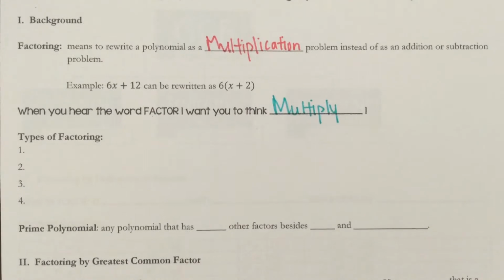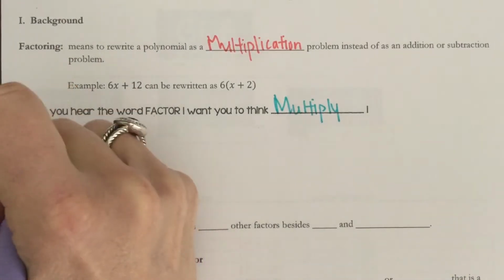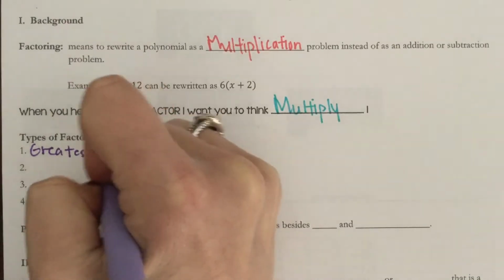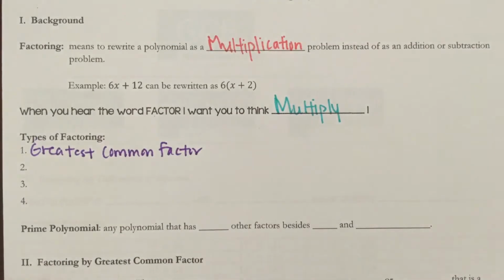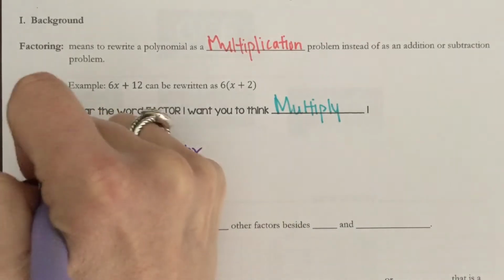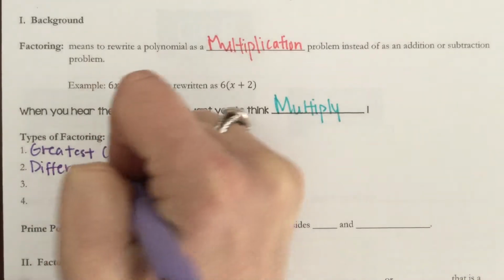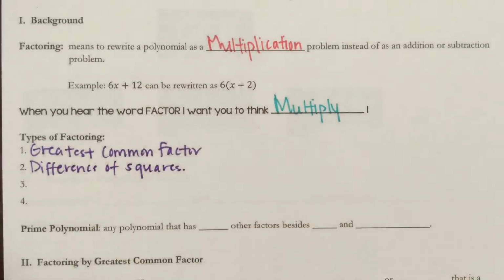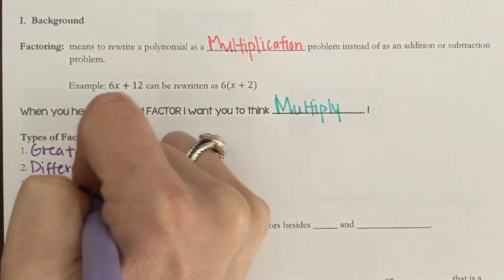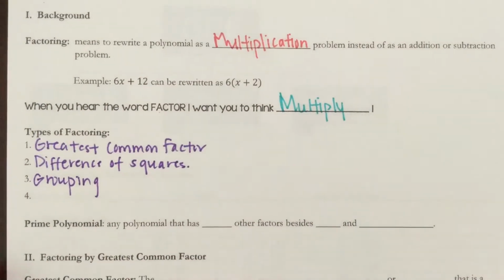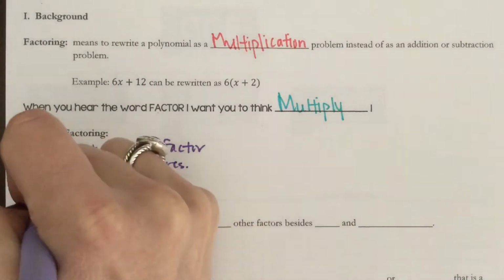Throughout this unit, we'll be talking about 4 different kinds of factoring. Today, we're going to talk about 2 of them. The first type is called GCF, which stands for greatest common factor. The second type that we're going to talk about today is called difference of squares. A third type of factoring, which we will talk about later in the unit, is called grouping. And the final type of factoring that we're going to cover is going to help us factor trinomials.